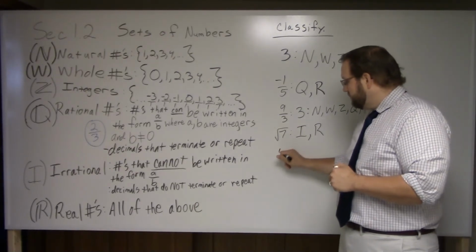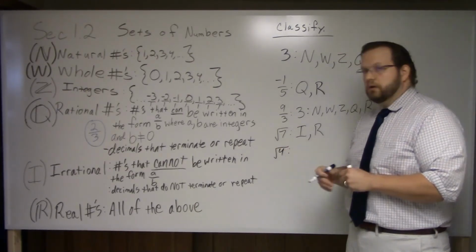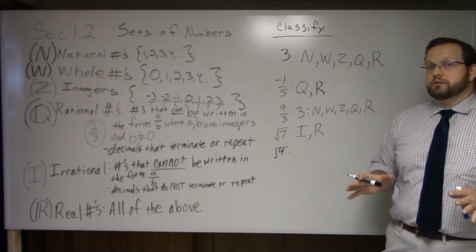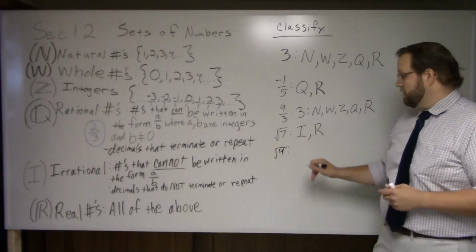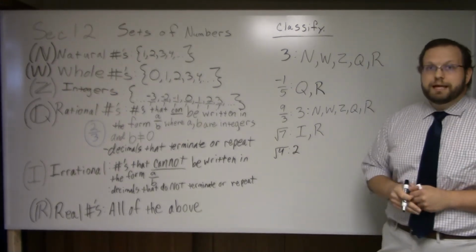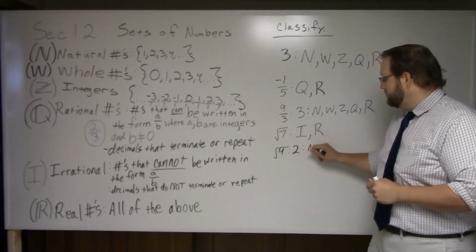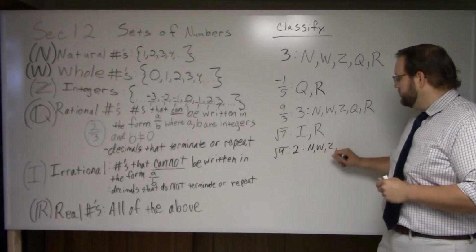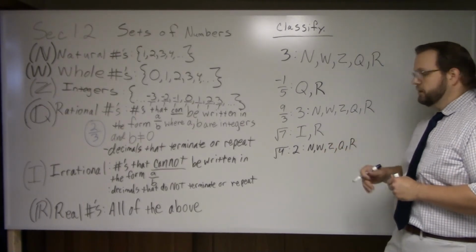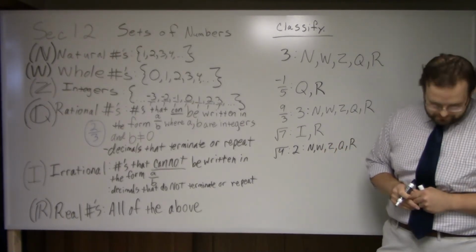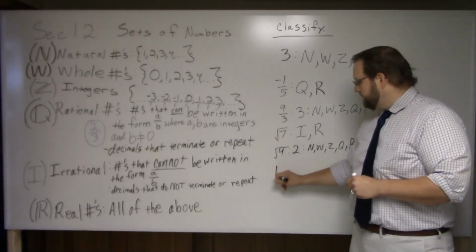Now, on the other hand, let's say we have square root of 4. Don't think that all square roots are going to be irrational, because square root of 4 is just a nice 2. That then gets categorized as natural, whole, integer, rational, and real.